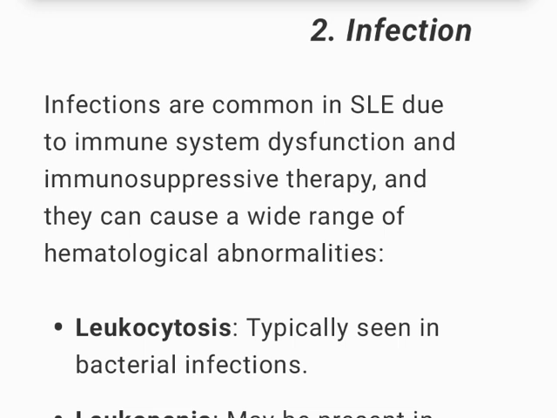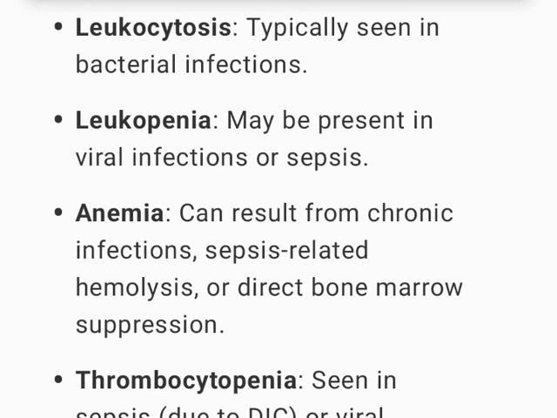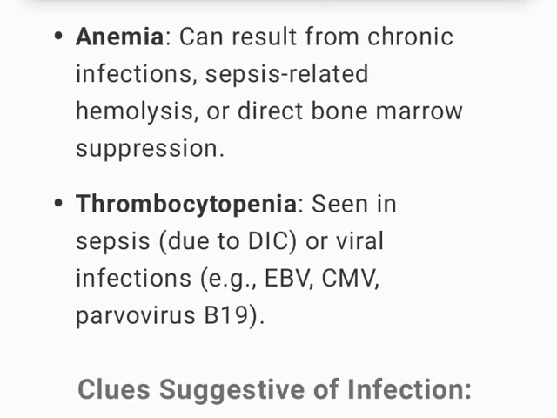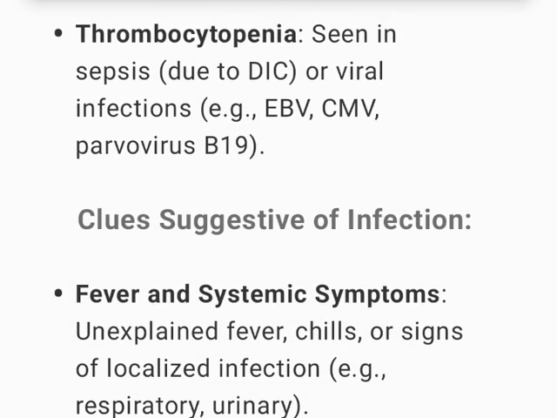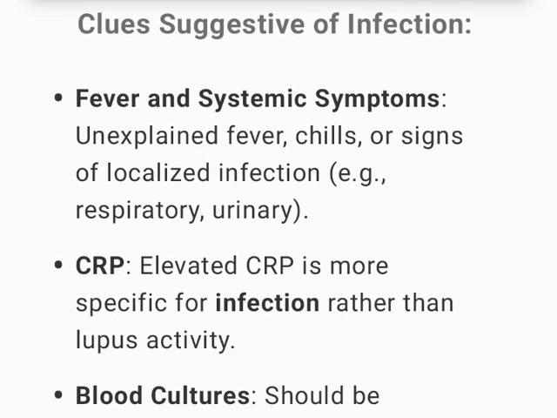Infection. Infections are common in SLE due to immune system dysfunction and immunosuppressive therapy, and they can cause a wide range of hematological abnormalities. Leukocytosis, typically seen in bacterial infections. Leukopenia may be present in viral infections or sepsis. Anemia can result from chronic infections, sepsis-related hemolysis, or direct bone marrow suppression. Thrombocytopenia, seen in sepsis due to DIC or viral infections, e.g. EBV, CMV, parvovirus B19.